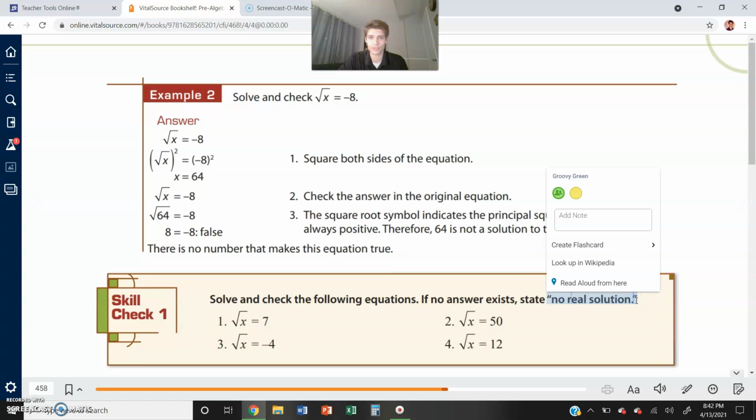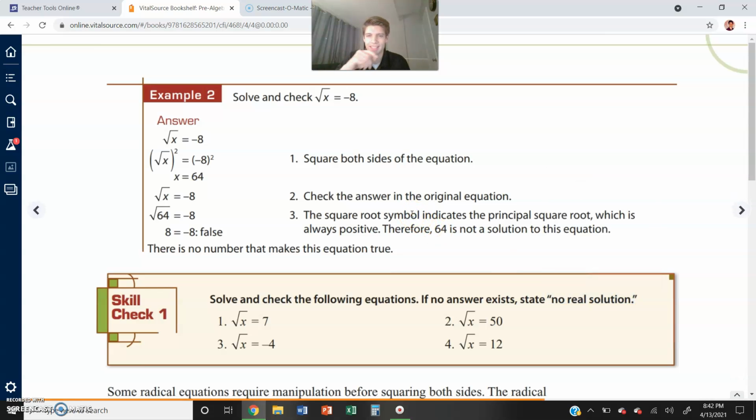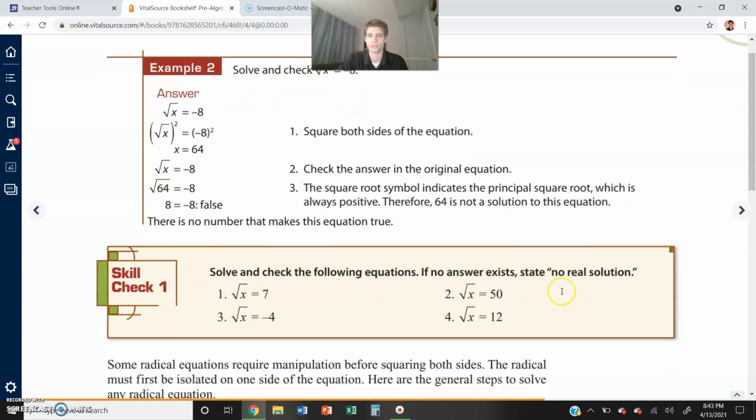Number 1, that is put test, quiz, homework. This is what I want you to put, no real solution. Now, here's a little hint. Anytime you're ever told the square root of x, now it's just x inside. If there's something else inside, then we could actually get an answer. But if all you have is x on the inside of the square root and it equals a negative number, it's impossible. Your answer will always be no real solution.